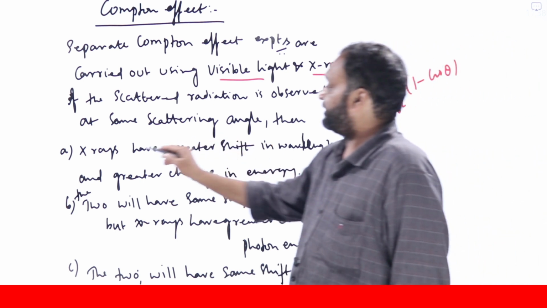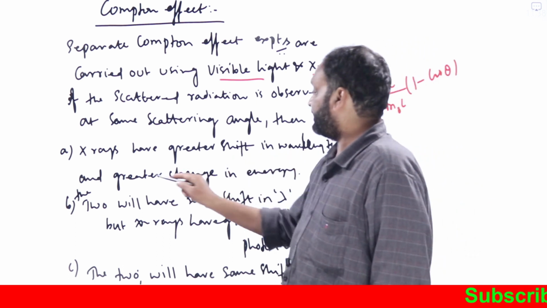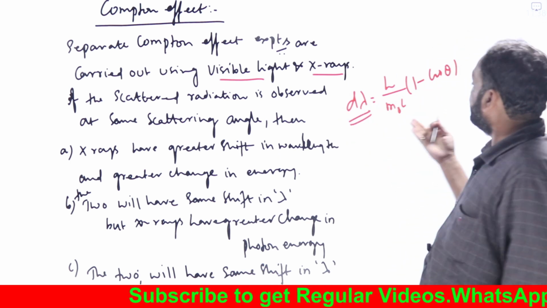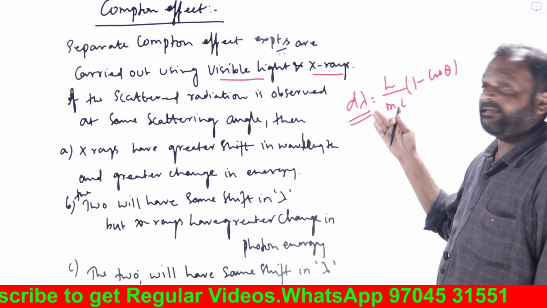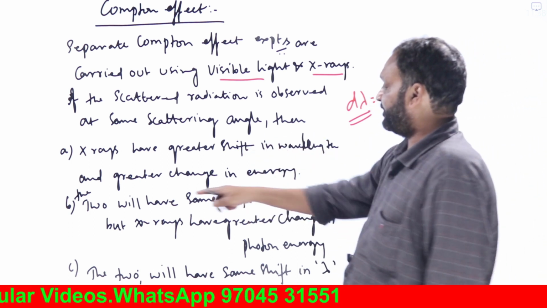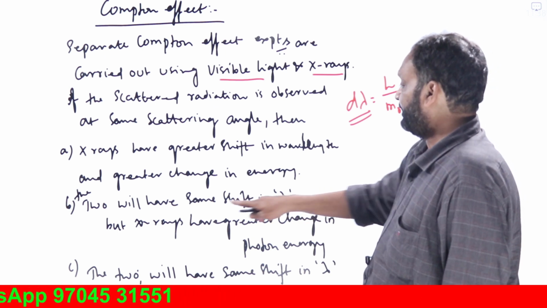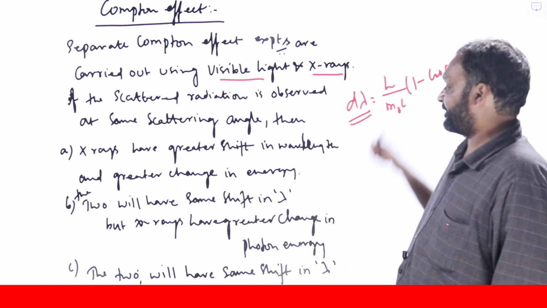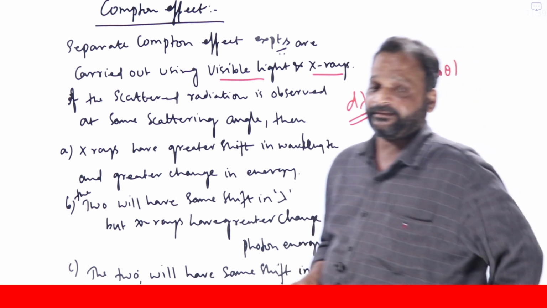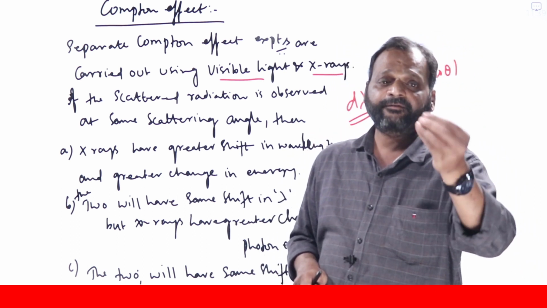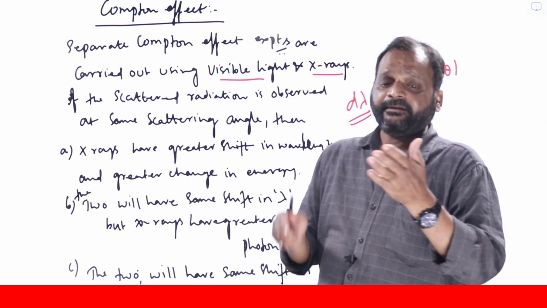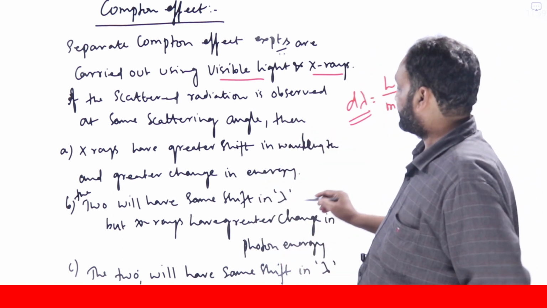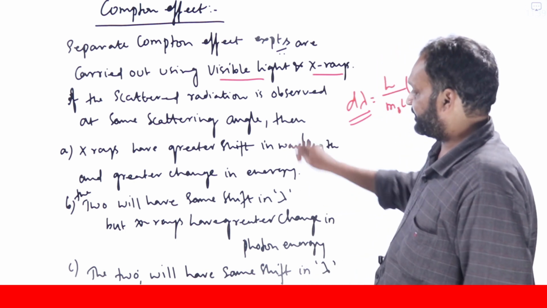So the first option, X-rays have greater shift in wavelength and greater change in photon energy, is wrong. Whether you send visible light or X-rays, there is no lambda term in the d lambda expression. The second option: the two radiations have the same shift in wavelength, but X-rays have greater change in photon energy. The same shift in lambda is correct, but see, if d lambda is more, d nu is more, and then d energy also will be more. Saying both have the same change in wavelength but X-ray photons have more change in energy is meaningless. So the second option is also not correct, and the first is anyway wrong.